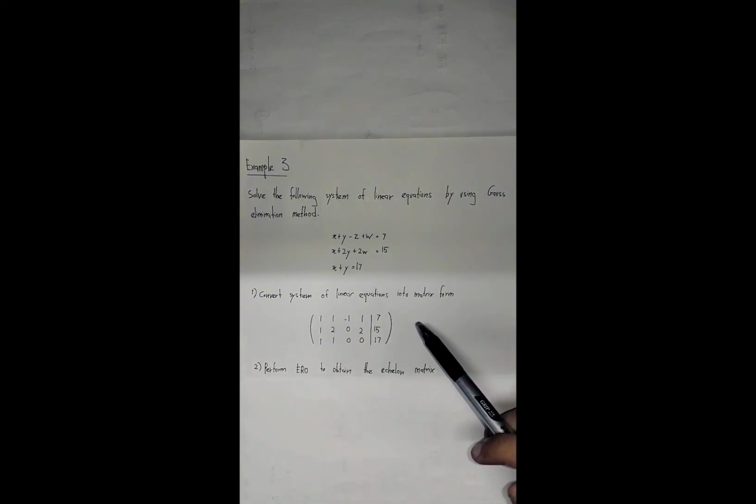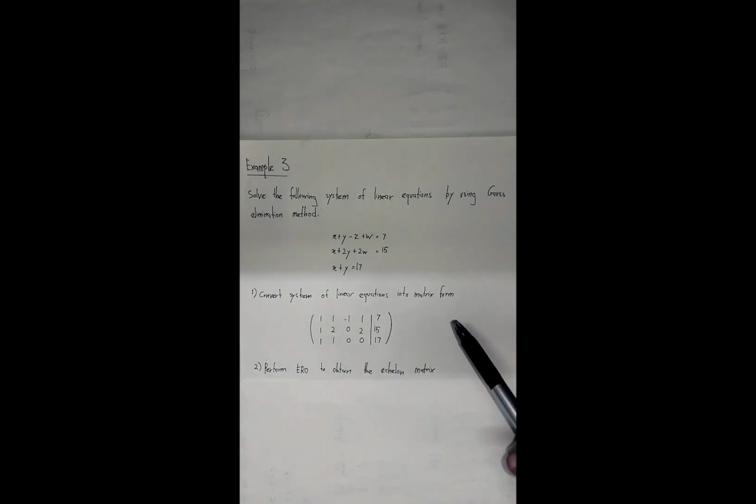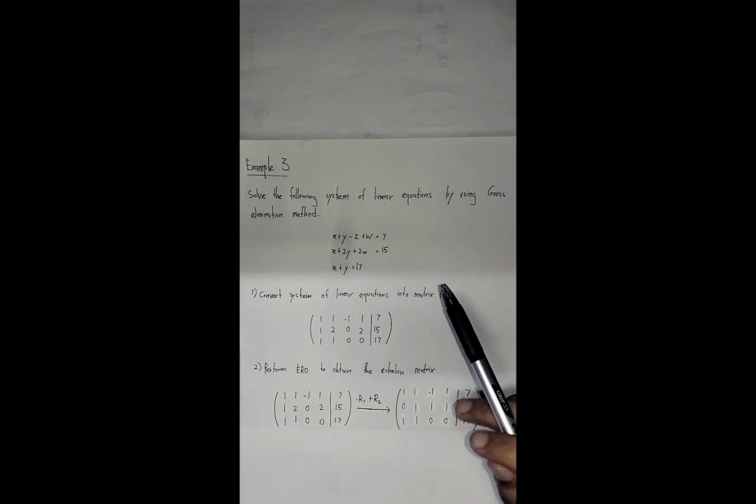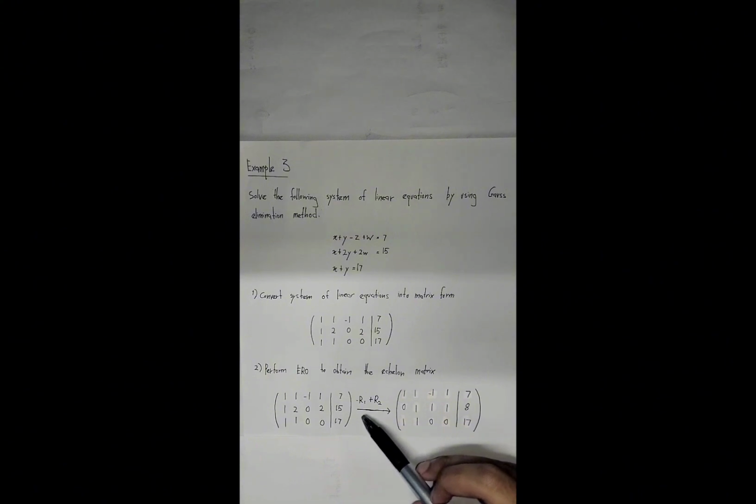Alright, for the second step, we need to perform ERO to obtain the echelon matrix. For this case, the first row and first column, the leading one is already here, so let's just move to the second row. Now we need to make the entries below this leading one become 0. So let's do negative row 1 plus row 2. So this is what we will get.